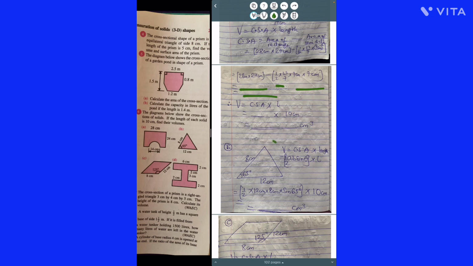Question 6b. The cross-sectional area is a triangle. So the area of the triangle is half AB sine theta. Area of a triangle is half AB sine what? Theta. That's half times the product of the two sides given times the sine of the angle between them. Half AB sine theta is the area of this triangle. So we multiply that area by the length of the solid to get the volume of the solid. After evaluating, you put your answer here. That gives us the volume of the solid.